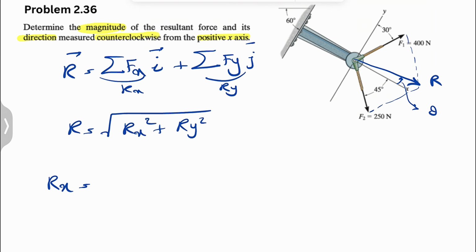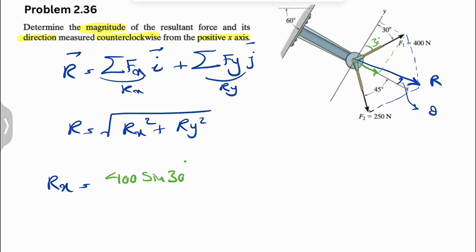We can see that for the F1, this is going to be the X component, which is positive, and we know this angle is 30 degrees. So the side that we are looking for would be this side, which would be F1, which is 400 sine of 30 degrees. That's going to be the X component of F1.